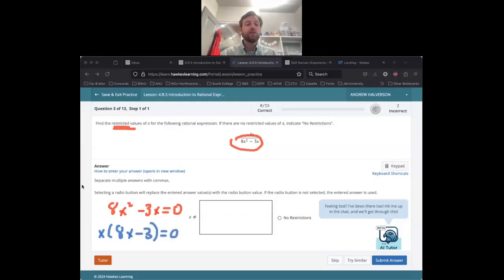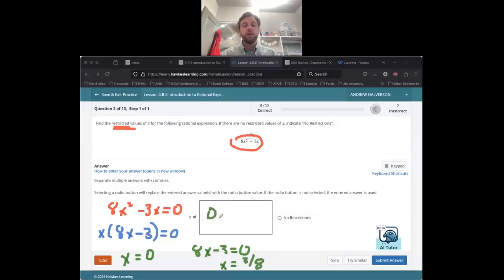Now I set each factor equal to 0. If I'm going back to the factoring method, remember I factor, set each factor equal to 0, and then solve each factor. So this one here becomes x equals 3 over 8. So the restricted values are 0 and 3/8. Those are the values that will make the denominator become 0.